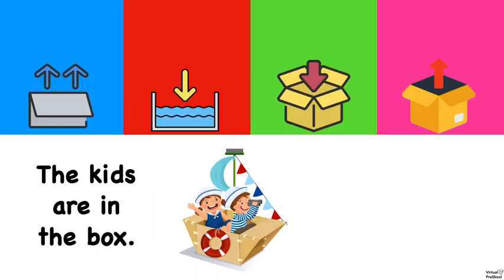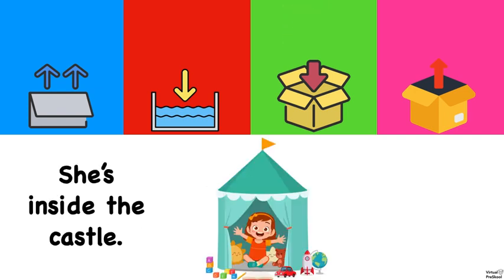All right, so now you know what comes next. You've had a chance to learn these words, so now we're going to test your memory. So the kids are playing inside the box. So what would it be? I don't want to tell you. I want you to tell me. What would the answer be? Ke andar. She's inside the castle.